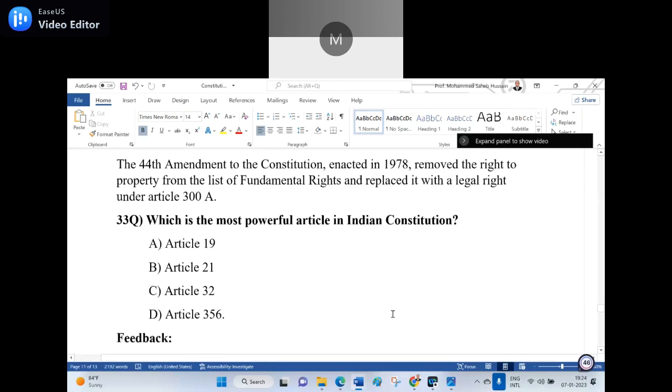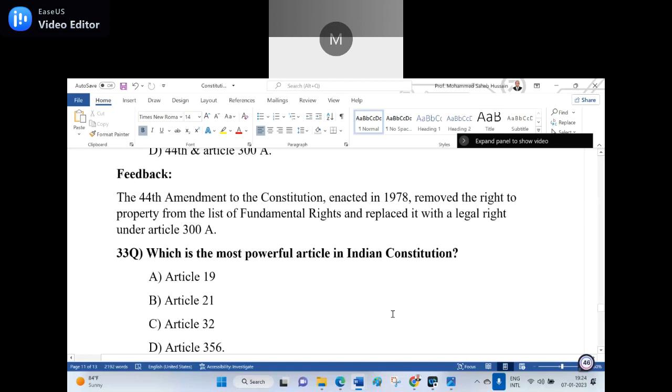Okay, 33rd. Anyone can unmute and read the 33rd question. Which is the most powerful article in the Indian Constitution? A. Article 19, B. Article 21, C. Article 32, D. Article 356. Option C, sir.